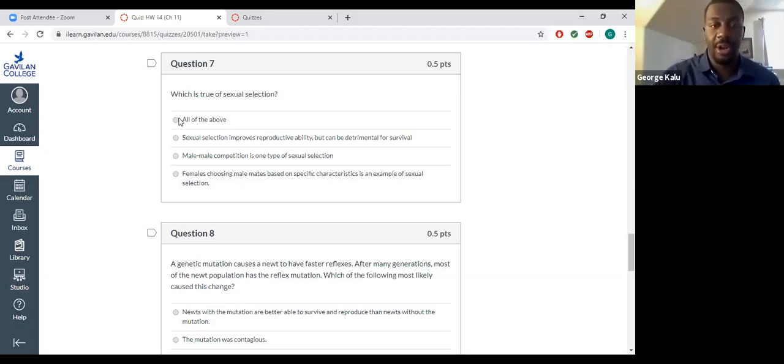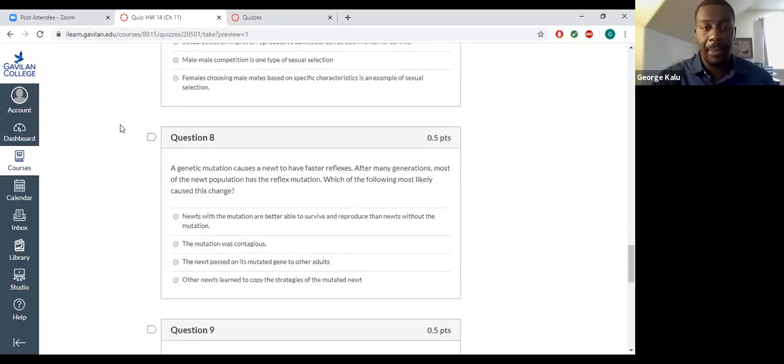So these are all true about sexual selection, right? So it is going to improve reproductive ability, but it can be detrimental for survival, like we saw with male-male competition, like we saw with the peacocks with the bright feathers and things like that. Okay. And then the females are obviously going to be choosing mates based off of certain characteristics too. Cool.